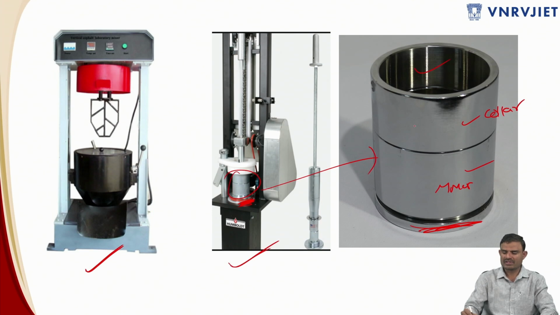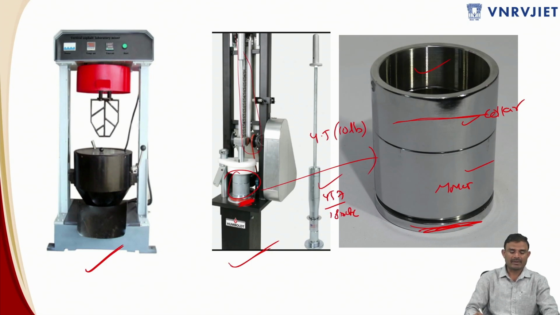You put the loose mix, and it will come up to this location, and after that there will be an automatic compactor. There will be a Marshall hammer over here. The height of fall will be 457 mm, and the weight of this hammer will be 4.5 kg. In pounds this is 10 pounds, and this is 18 inches. The hammer will fall from the top, so you have to lift the hammer up to this height and release it.